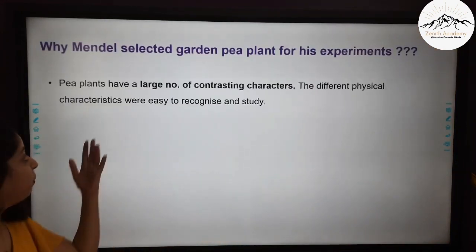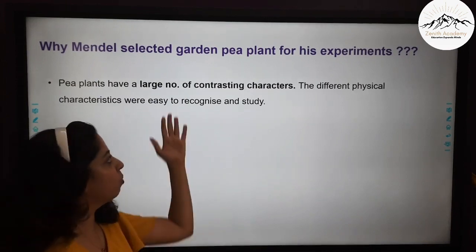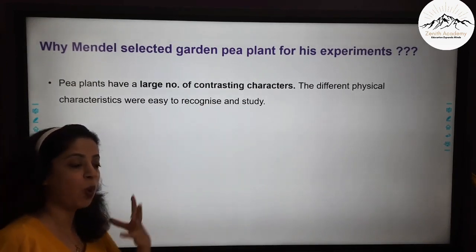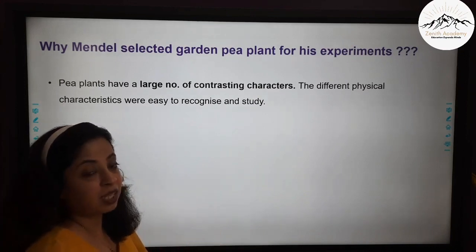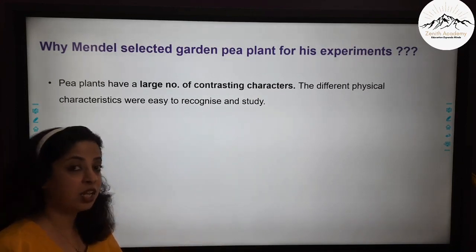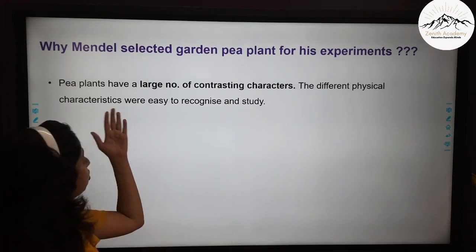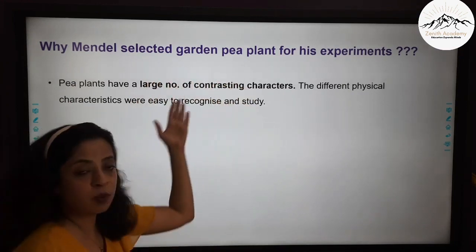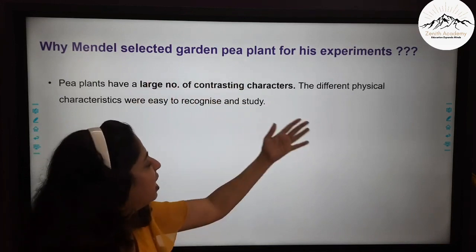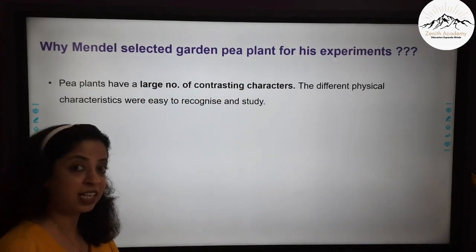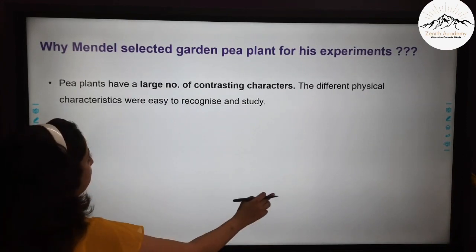One, the pea plants have a large number of contrasting characters. It means you can find pea plants with purple color and white color. The seeds also have variations. The height also has variations. So we'll study about these variations. You should remember that it has a large number of contrasting characters, and the different physical characters were easy to recognize and study. That is why he chose the pea plant.